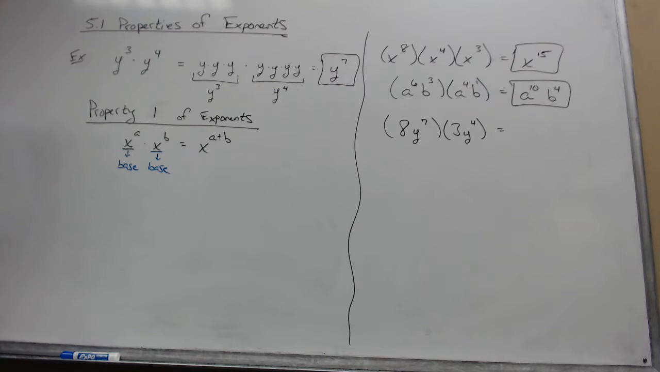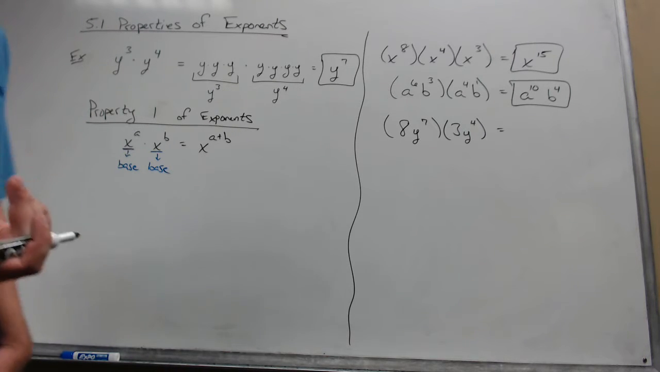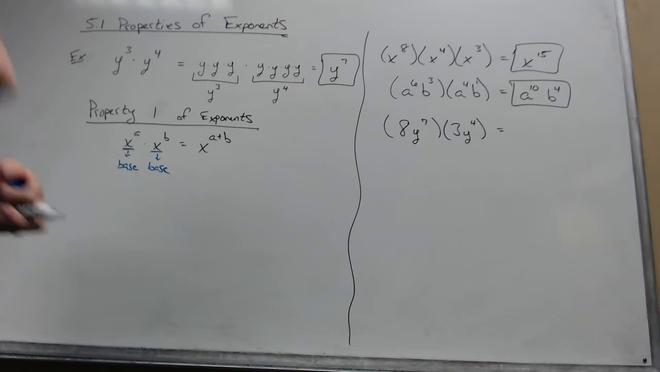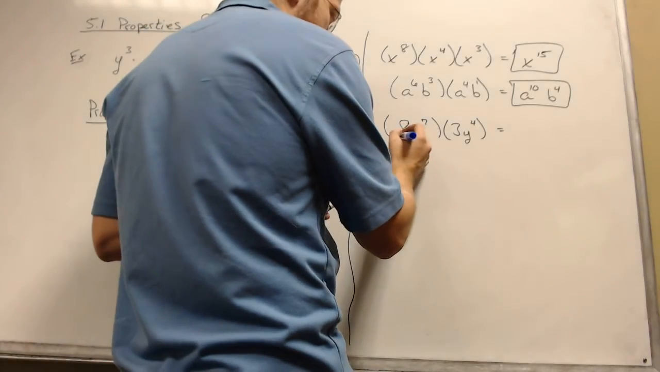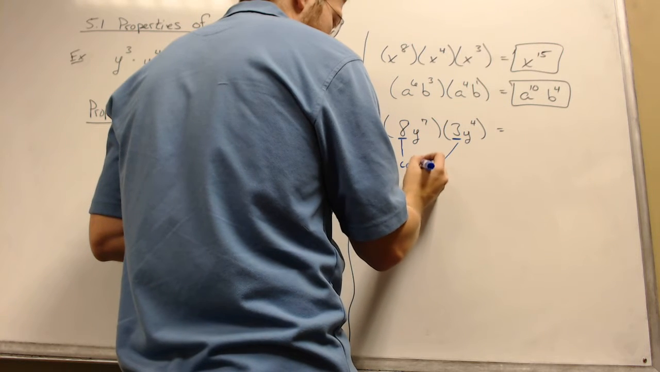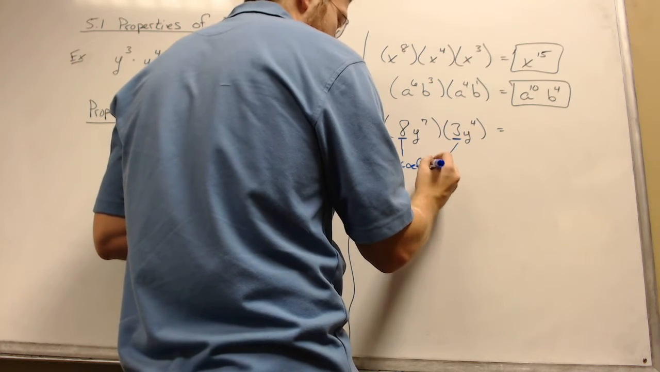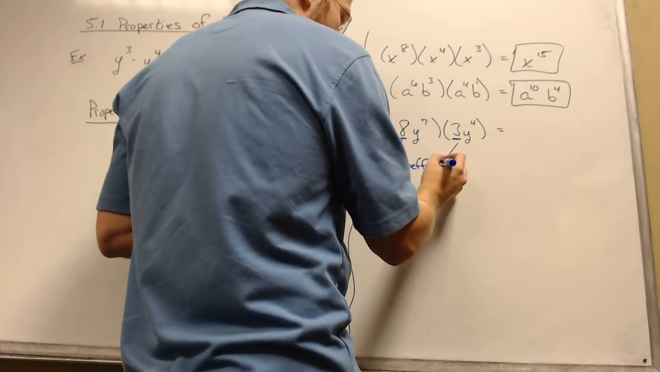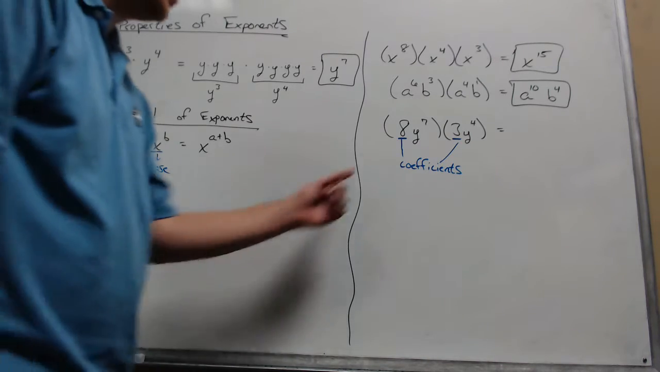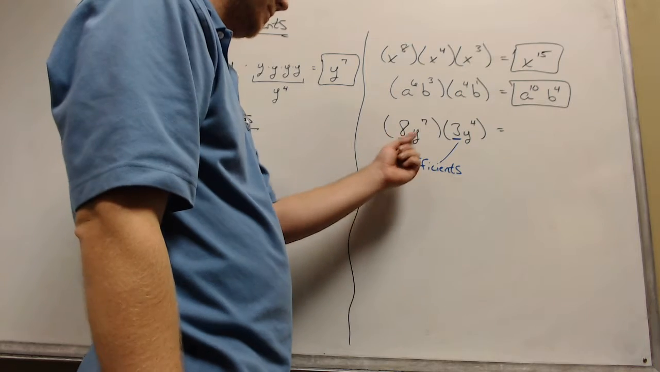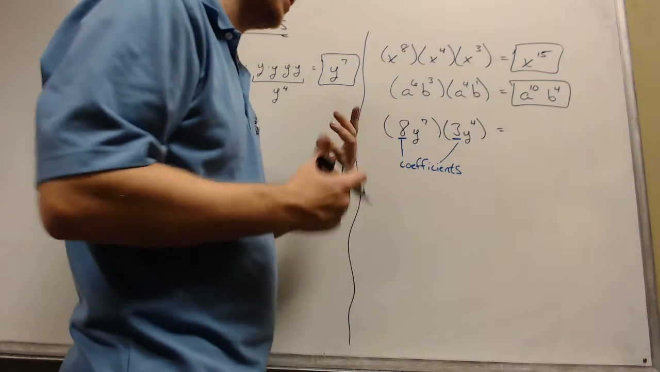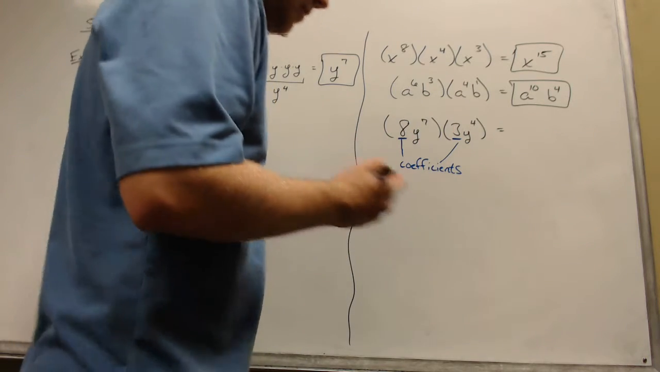So we can throw in some coefficients now. Coefficients don't make this problem any harder, but you do treat coefficients differently than you do bases and exponents. This 8 and this 3 are coefficients, and we talked about that term before. Coefficients work like normal whole numbers. This is a whole 8 times a whole 3. If there was nothing else in this problem, it would literally say 8 times 3. So you treat it as you would any other whole number situation.